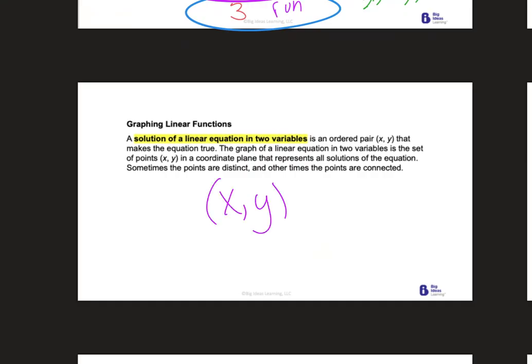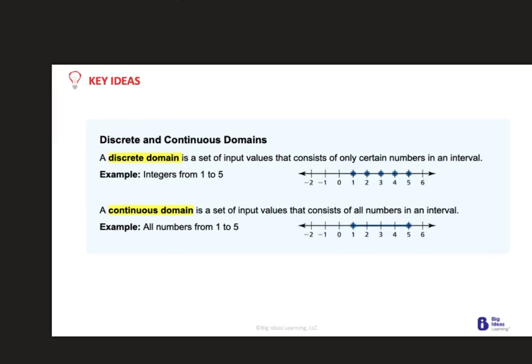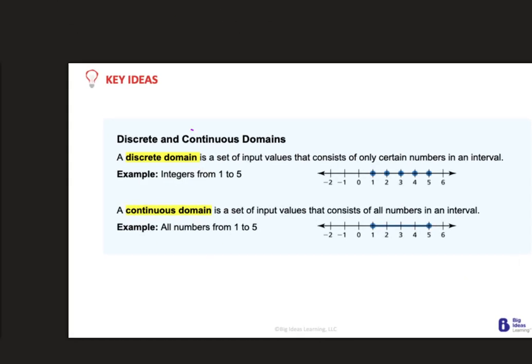Okay. Over here, linear functions, their solutions, x, y. They're two variables, okay? X, y are on a coordinate plane that represents all the solutions. Sometimes they're distinct, sometimes they're connected. Speaking of that, here's the difference. Discrete is those distinct answers. And so an example they give is like the integers from 1 to 4, which would look like this. 1, 2, 3, 4, 5. Those are the integers from 1 to 5.